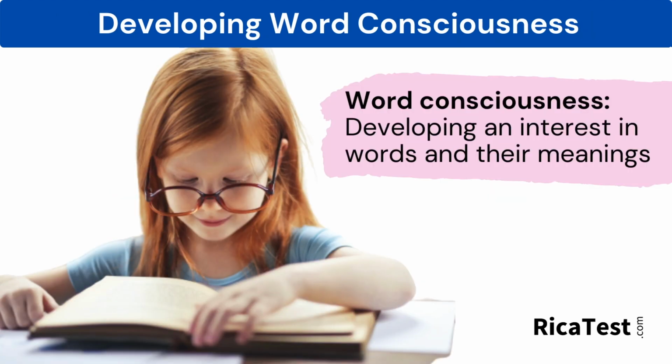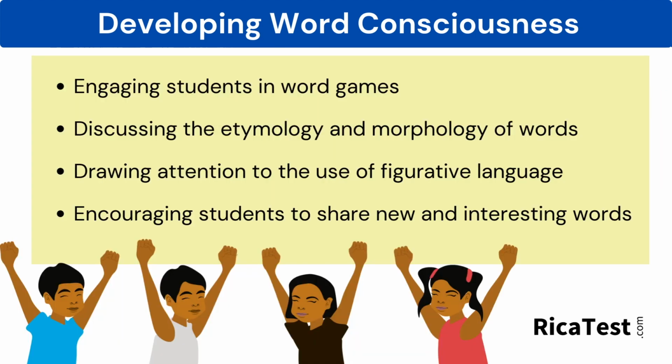The third way to develop students' vocabulary skills is to build upon their word consciousness, which is having an interest in words. Methods to develop students' word consciousness include engaging students in word games, discussing the etymology and morphology of words, and supporting students' investigations in their etymology and morphology. We can also draw attention to the use of figurative language and encourage students to share new and interesting words that they find.